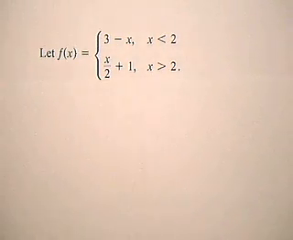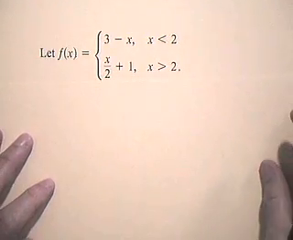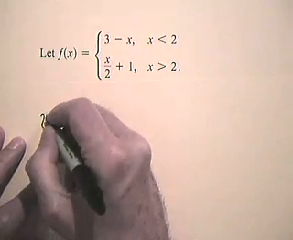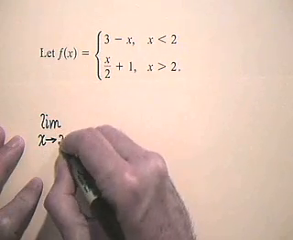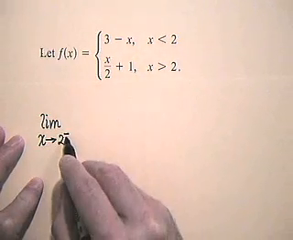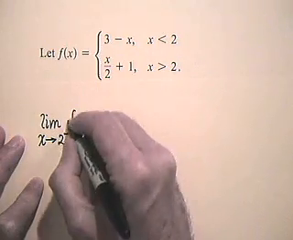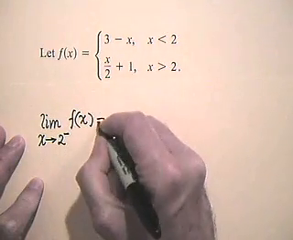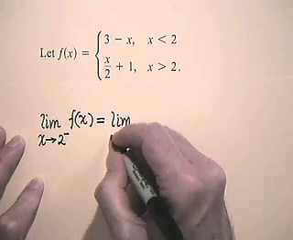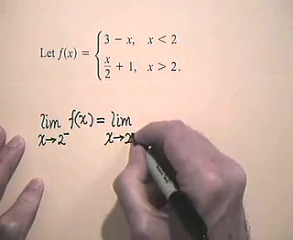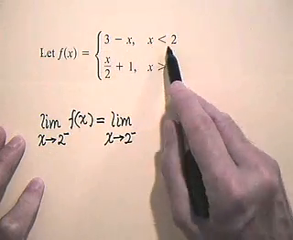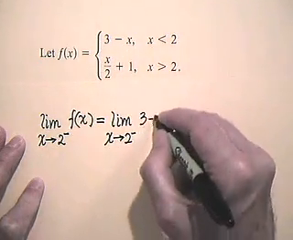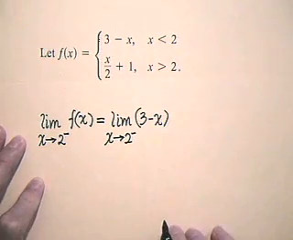Well, let's compute. Now, to compute exactly the left-hand limit of f of x, we'll write limit as x approaches 2 from the left, indicating that with the little superscript minus sign, of f of x. Well, that equals the limit as x approaches 2 from the left of the expression for f of x when x is to the left of 2. So that's simply 3 minus x.